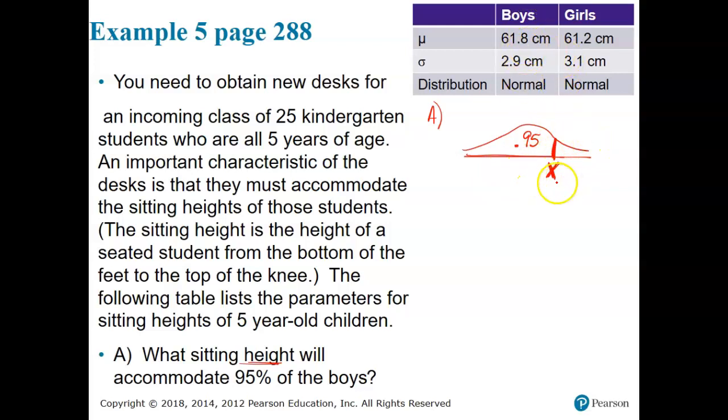All right, so this is a value that we need to find, and this is an X because it's not standard normal, so it's going to be an X. So since I'm finding a height, I'm going to do the inverse norm. The area to the left of this is 0.95. The mean for boys is 61.8 and the standard deviation is 2.9. So I'm not going to divide this by anything because there's no mention of a sample size. So we're just going to take this as an individual and come up with this value.